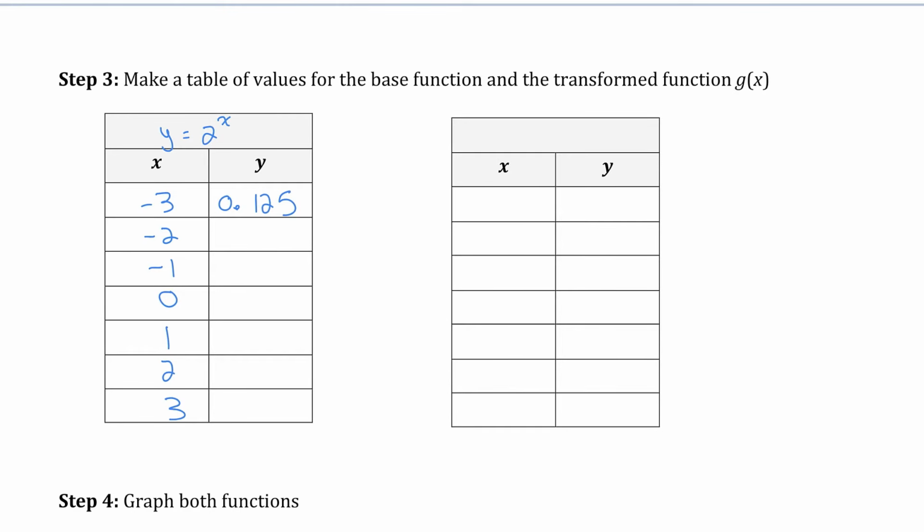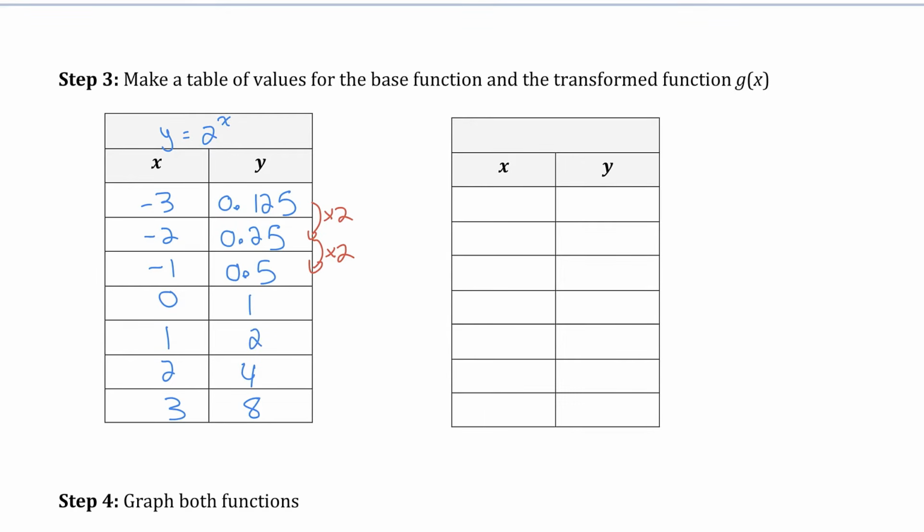2 to the -2 is 1 over 2 to the +2, so 1 over 4, that's 0.25. 2 to the -1 is 1 over 2, which is 0.5. And you should notice that the y values are repeatedly doubling. And that's happening because the base of our power is 2. Exponential functions are just repeated multiplication by the base of the power. So the y values are repeatedly doubling. So it's going to go from 0.5 to 1, then to 2, then to 4, then to 8.